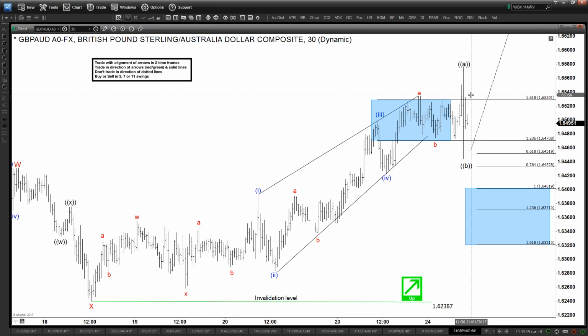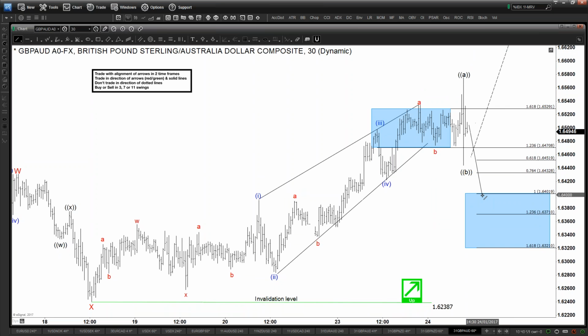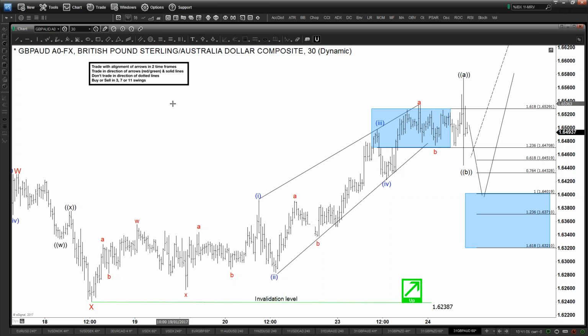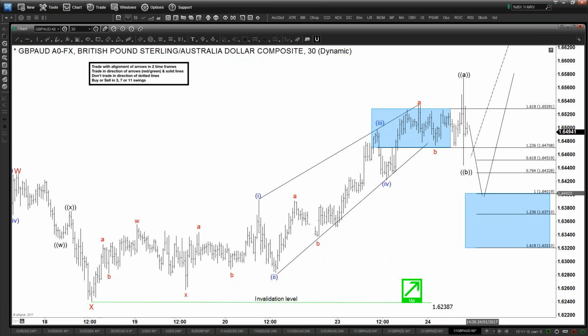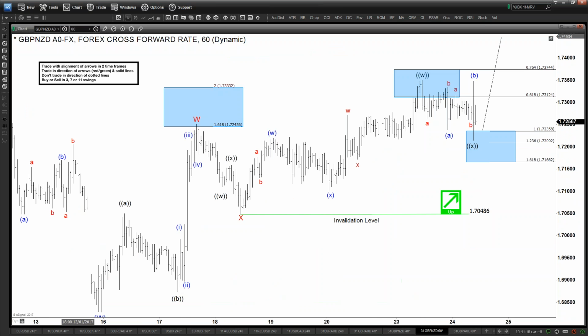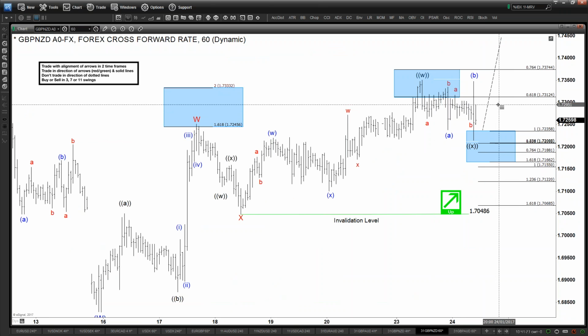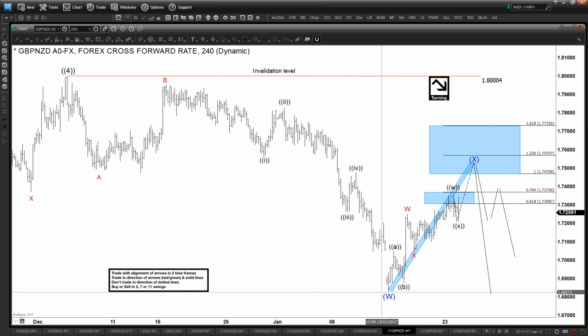This cycle ended. Of course, still can do the double, and if it does that, then this will be the next area of interest where the B wave can complete and we get the next leg higher. Just like I showed you in the case of the euro pound earlier, that if the pound does the double lower, euro pound can do the double to this area and then drop from there. So that area in the euro pound, that would be this one in the pound Aussie in case of the double. And in the case of the pound Kiwi, if we do get the double, then we'll be looking for 71.55 area before it can go to 74.70.